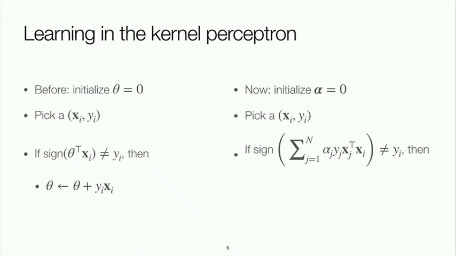And then before, if my model got something wrong, I would add y_i x_i to theta. Now, if my model gets something wrong, what should I do?